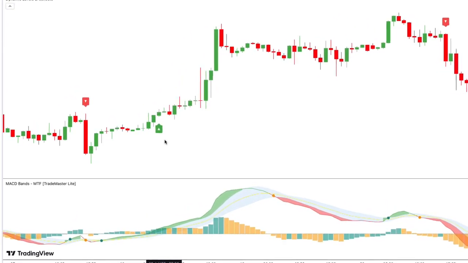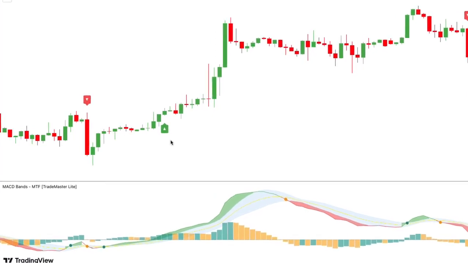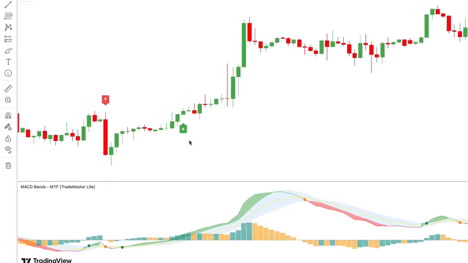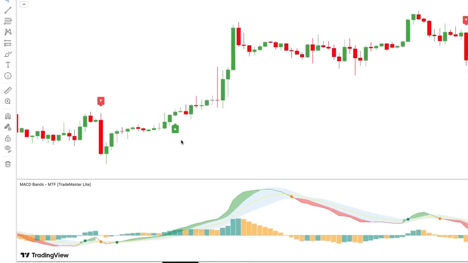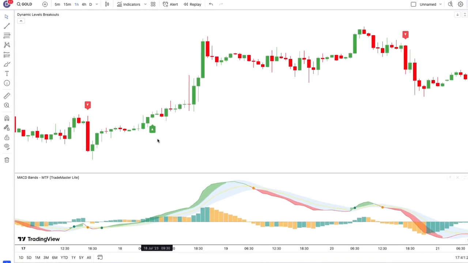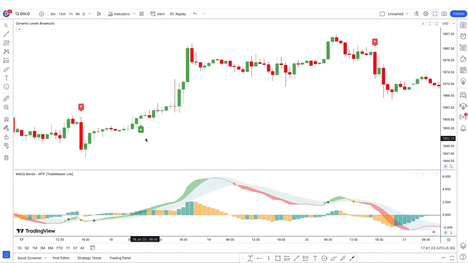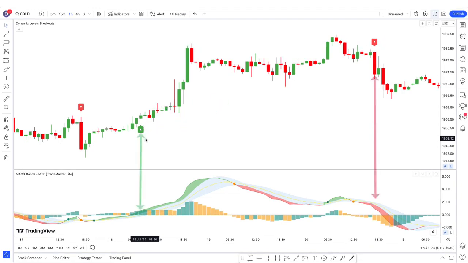So how can we combine these two indicators into one strategy? Before I tell you the answer, we need to decide which indicator will be the first confirmation and which will be the second. In this strategy, the first confirmation indicator will be the Dynamic Levels Breakout tool. This means that every buy or sell signal given by it will have to be approved by the MACD.